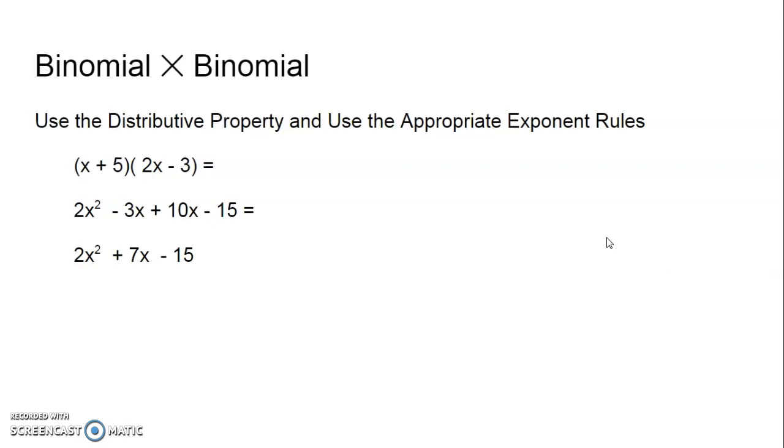Okay, here's the binomial times a binomial. And again, you're going to use the distributive property. What we're going to do, though, is distribute the x to both terms here and then distribute the 5 to both terms. So since we have two terms here, we have to distribute both of them.